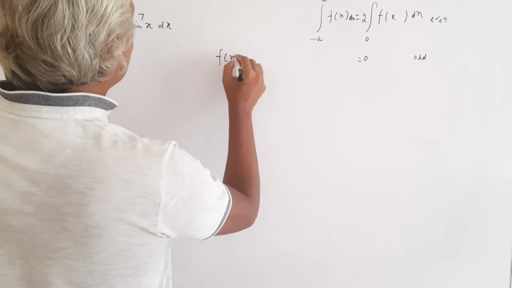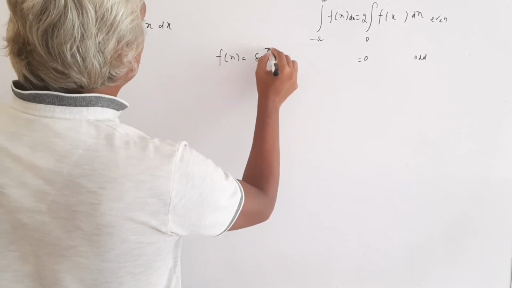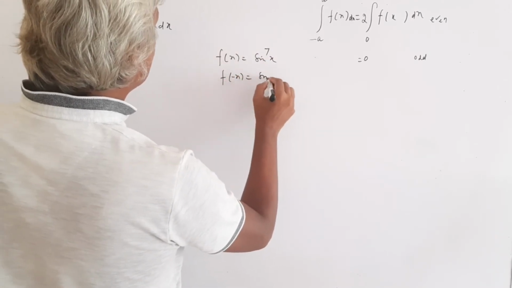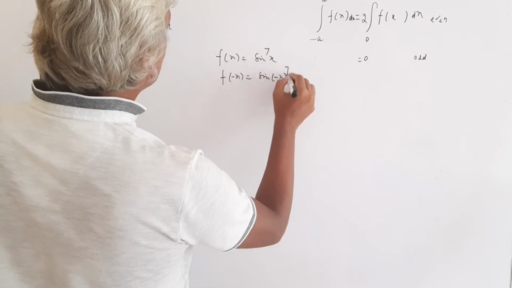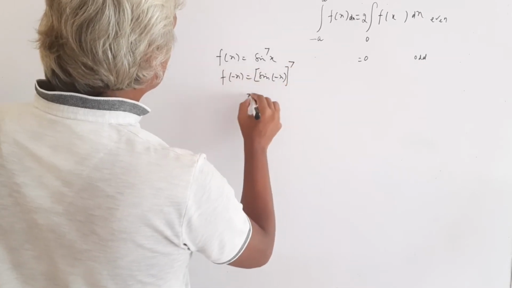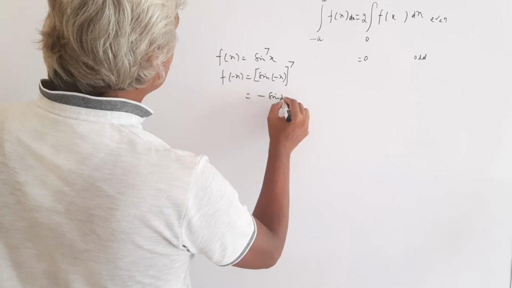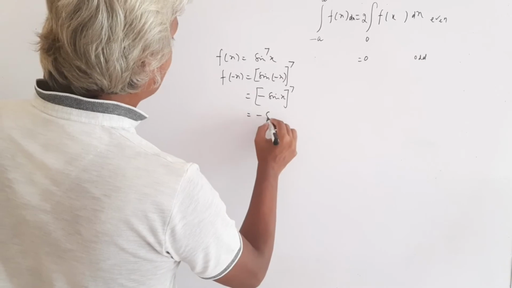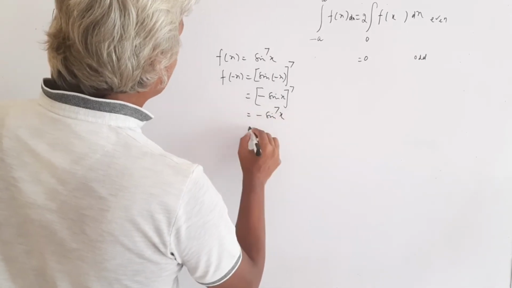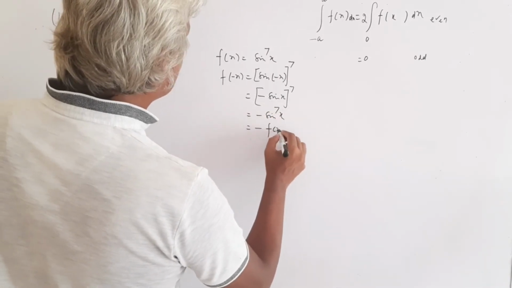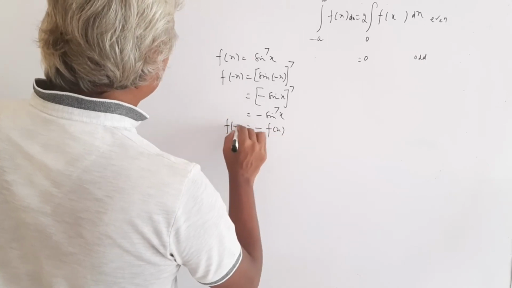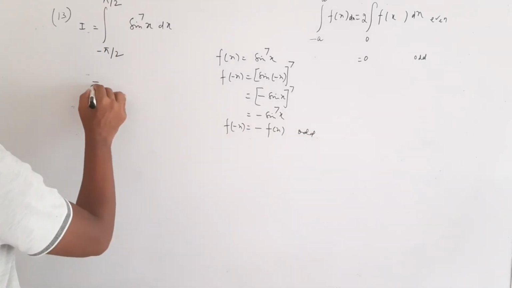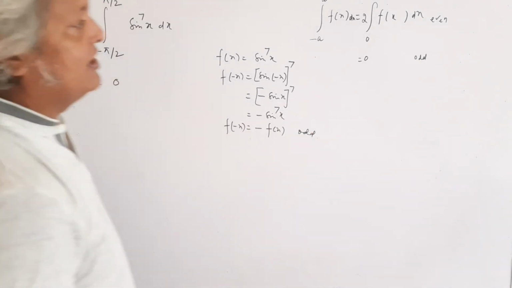So f(x) is sine to the power 7x. f of minus x is sine of minus x to the power 7. So this becomes minus sine x to the power 7. Minus to the power of an odd number is minus sine to the power 7x. That is minus f(x). So f of minus x is minus f(x). Therefore it is an odd function and its integration is 0, and it is done.